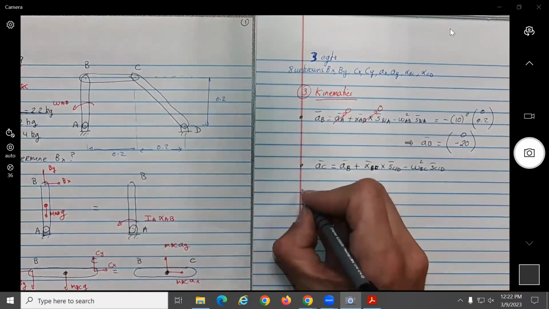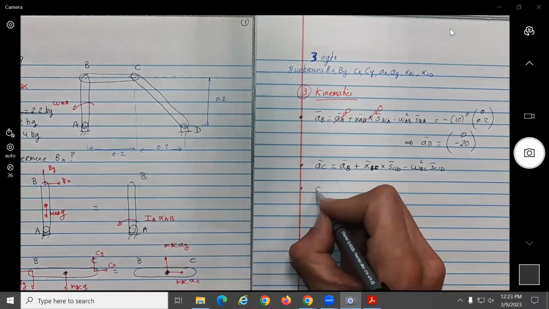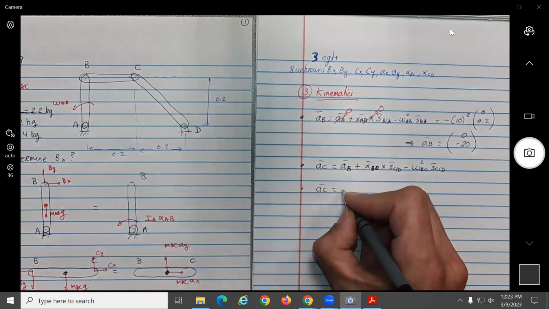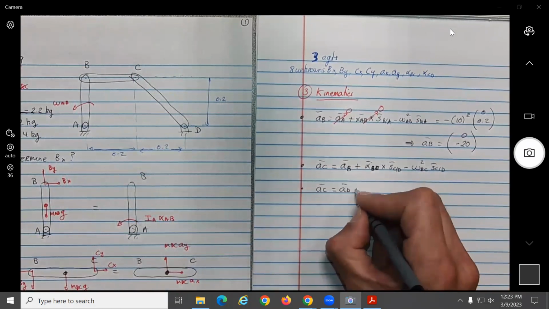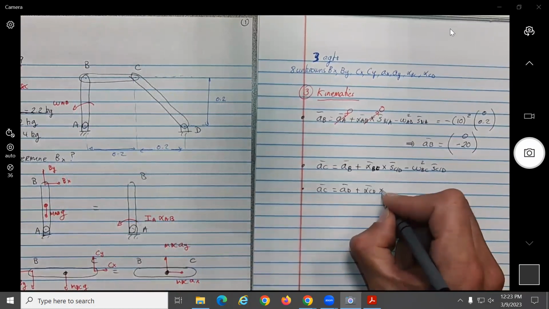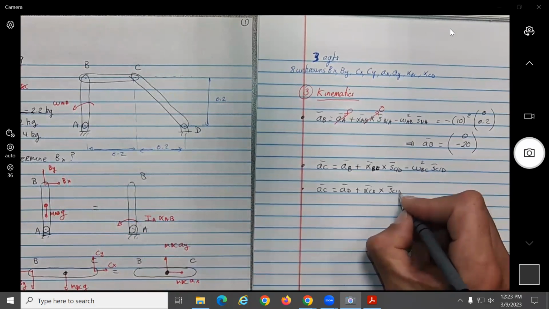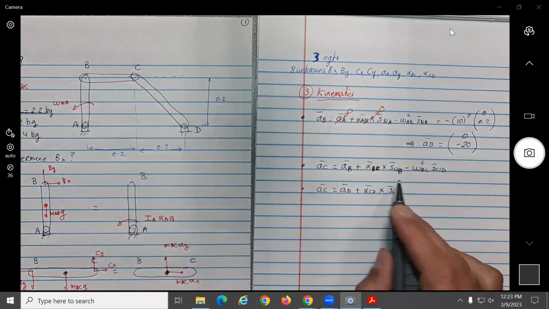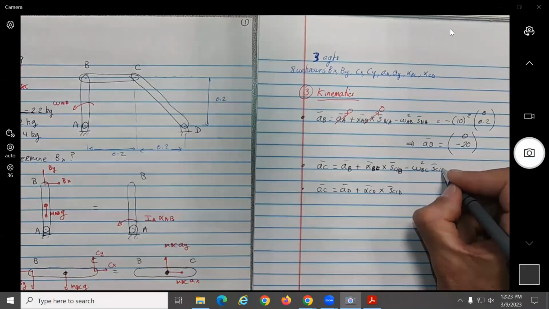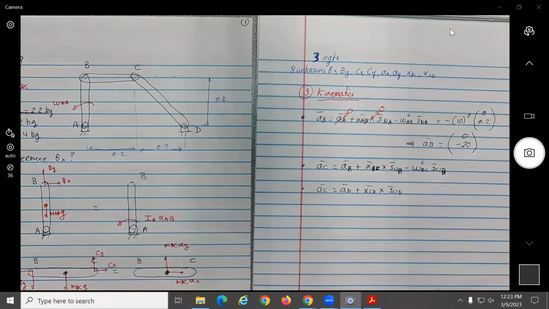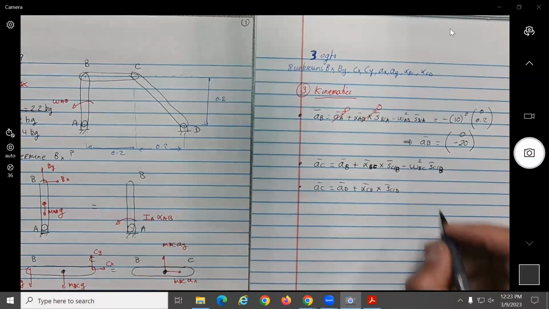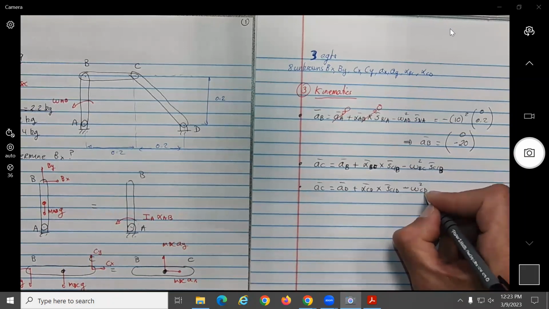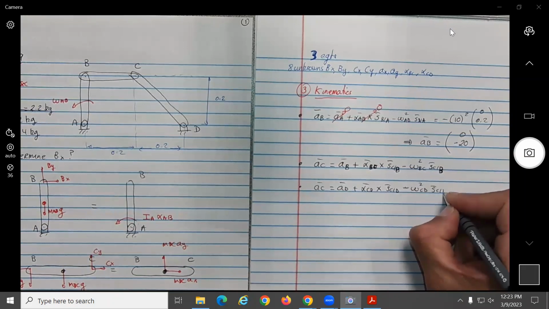Then what can we do? We can write down the acceleration of C from where? From point D. We'll give you A sub D plus alpha CD cross S of C with respect to D. This would be C with respect to D here, not B. Okay, the previous equation, sorry. Plus minus omega squared CD S of C with respect to D.